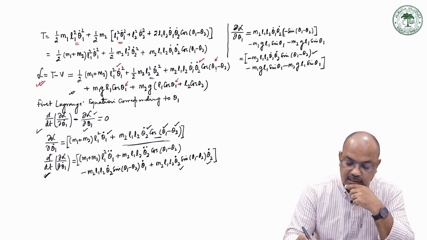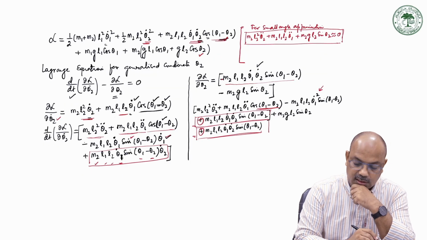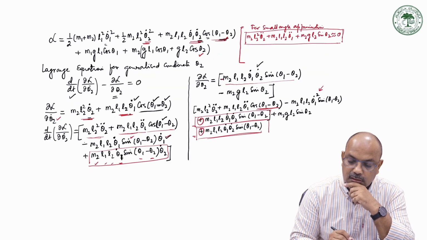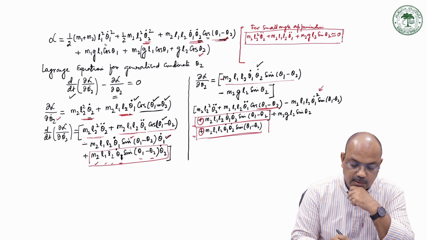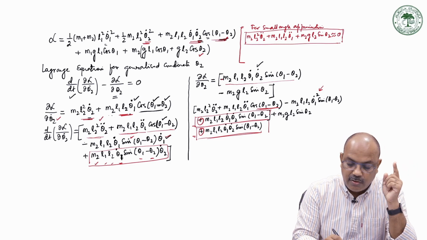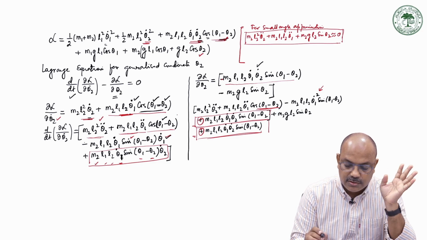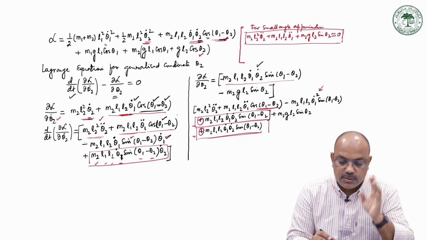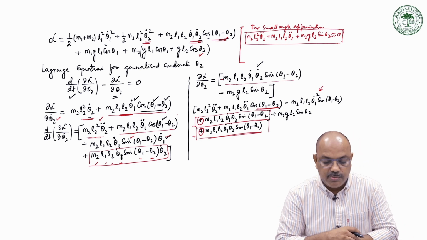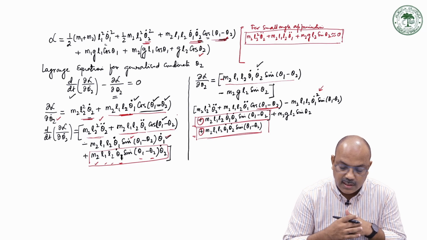So if I do m2 L2 square theta 2 double dot, this is fine for this. And now if we concentrate on this term, this is going to be m2 L1 L2 theta 1 double dot cos theta 1 minus theta 2, this is fine. And one term will be negative and one term will be positive. I don't know why this is, this must cancel.